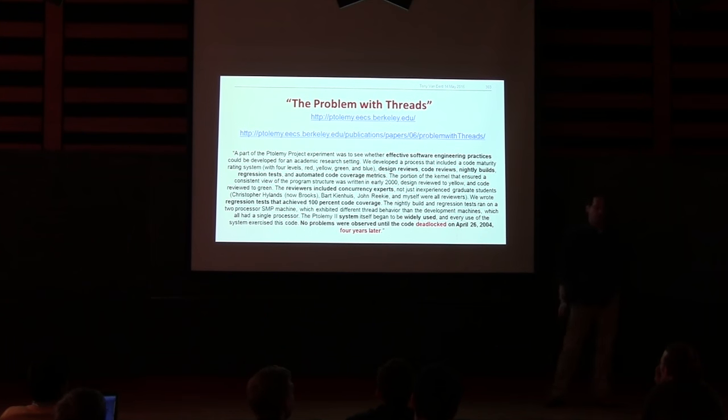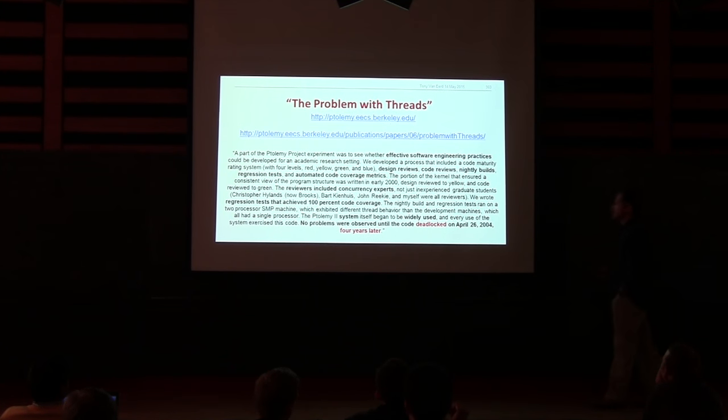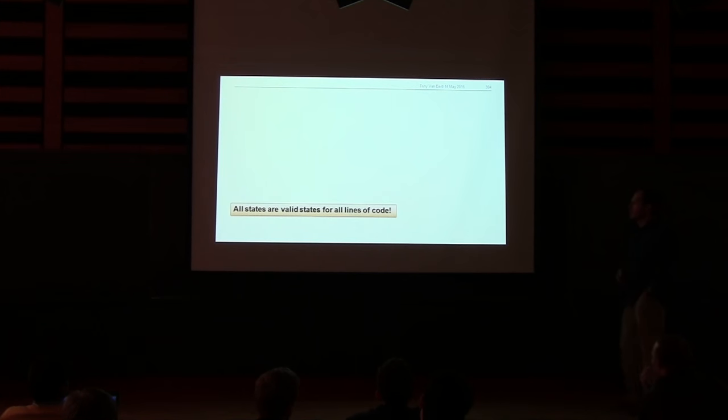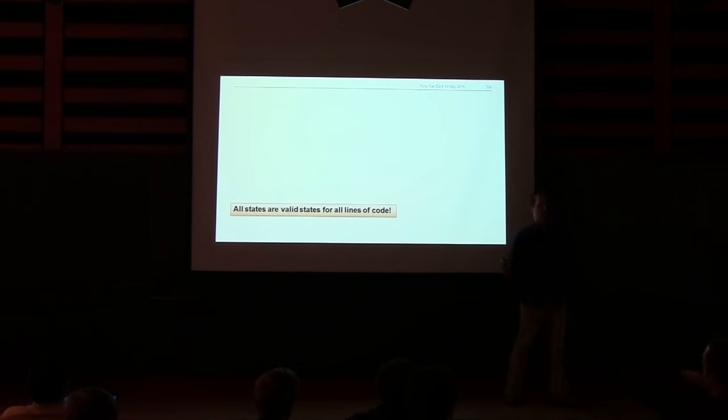That's a lot like what lock-free coding is like. You think you got it right. How do you test it? We're starting to get tools to test it, but it's really hard to test lock-free programming. You can only look at it and try to mathematically prove that it's right. Testing doesn't get you too far, although it's getting better. All states are valid for all lines of code. That's my last, that's it.